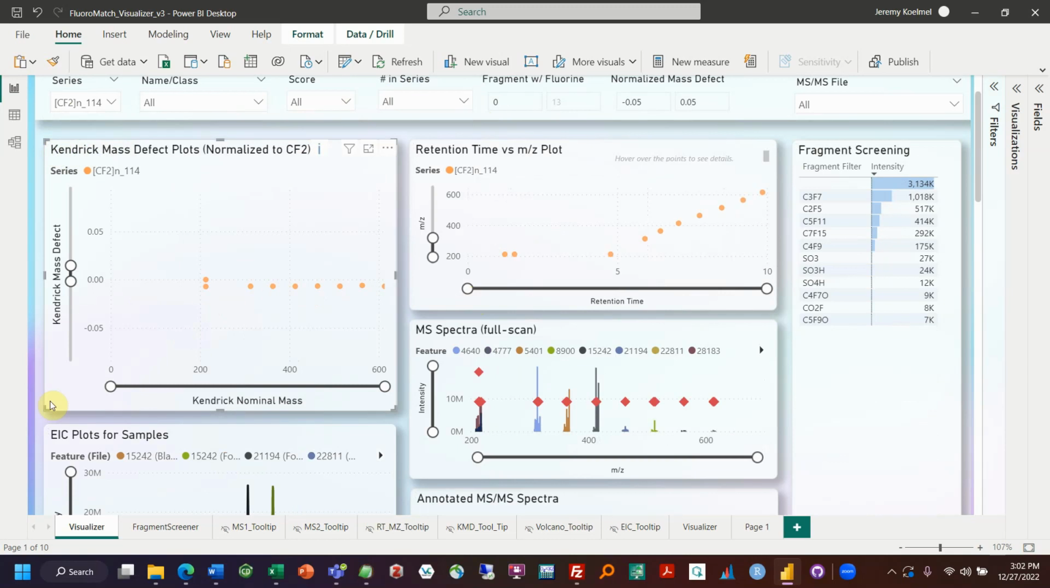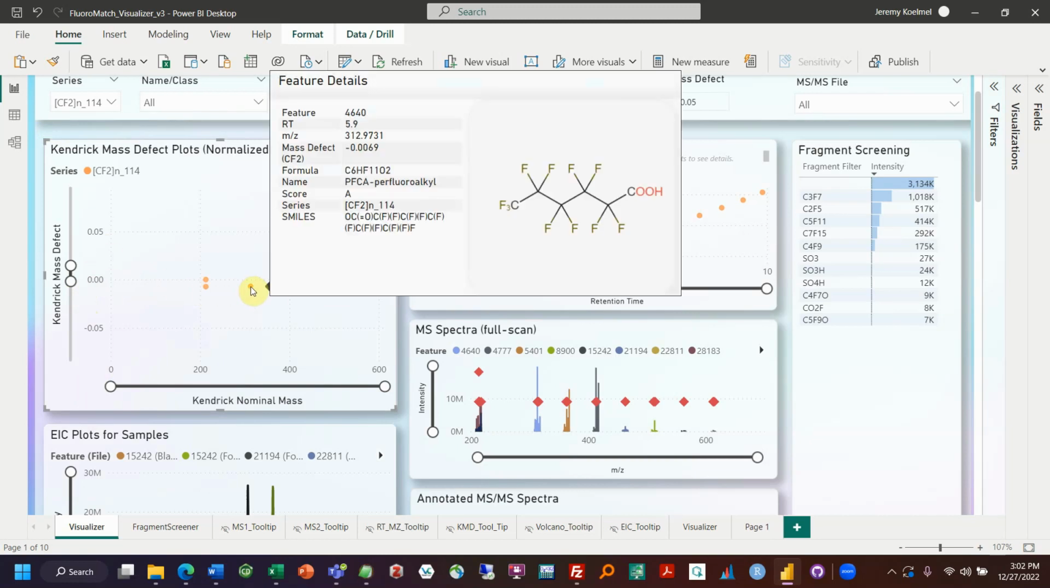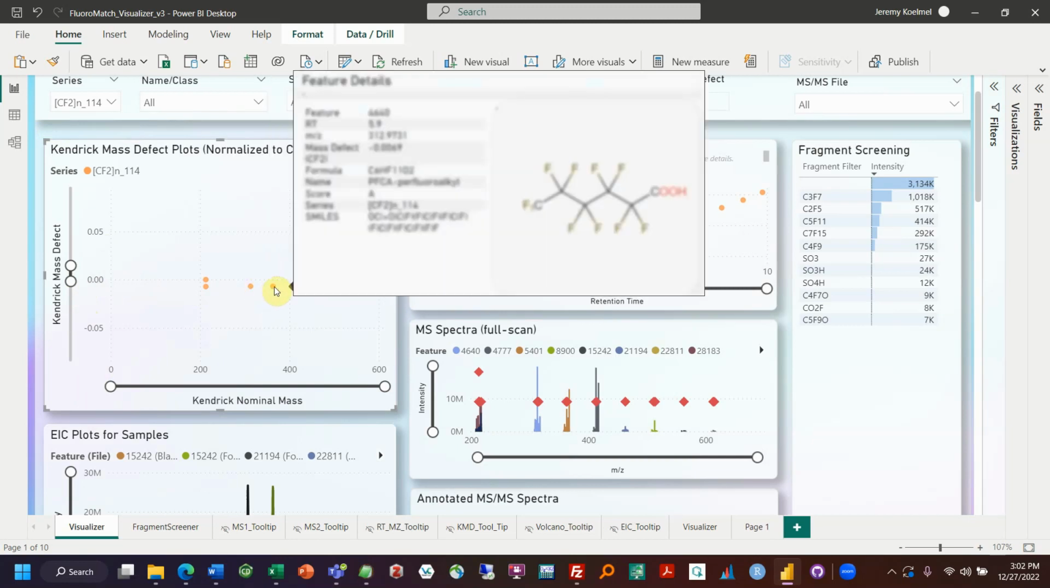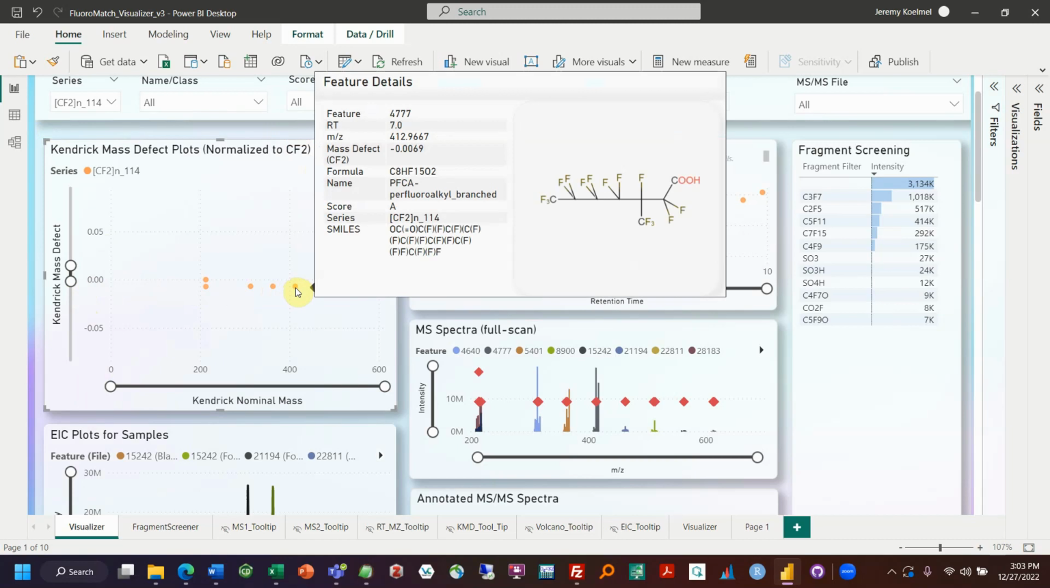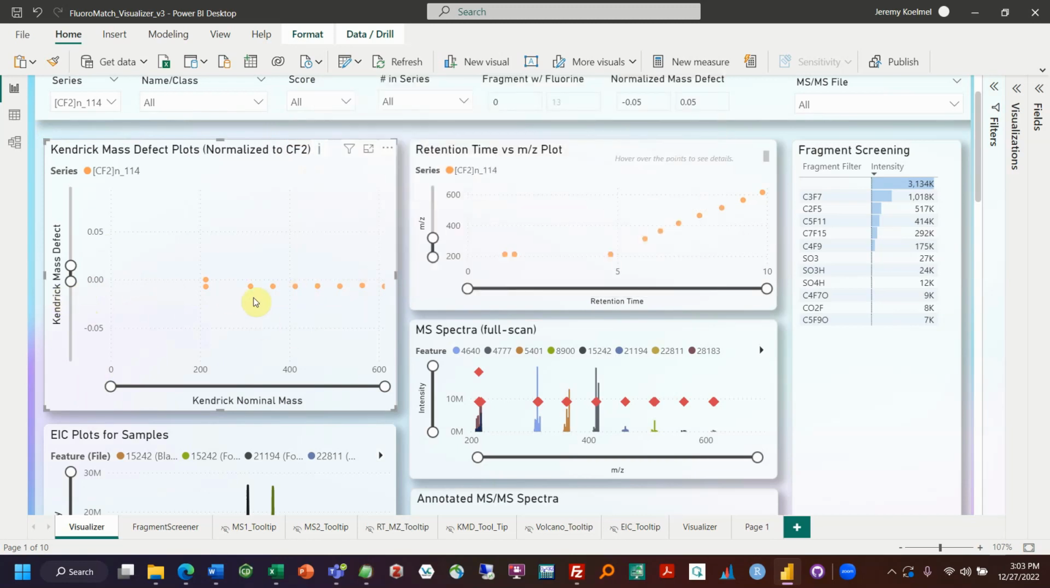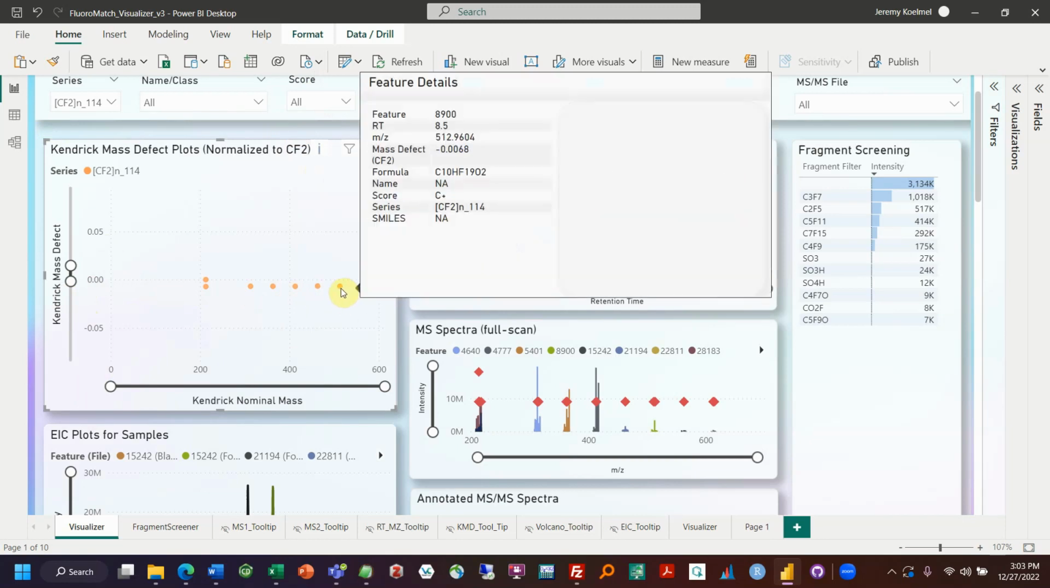So this Kendrick mass defect plot is very helpful for pulling out series. You can see that for any series, they form a straight line horizontally because they have the same mass defect. Mass defect in this case is normalized to CF2, so all chemicals that only differ in CF2 chain length, as you can see here, this has a chain length of 6, then 7, then 8, but they all have a carboxylic acid, so they only differ by chain length, form a straight line, and they should also be 50 Daltons apart in the case of CF2, or whatever the repeating unit may be.